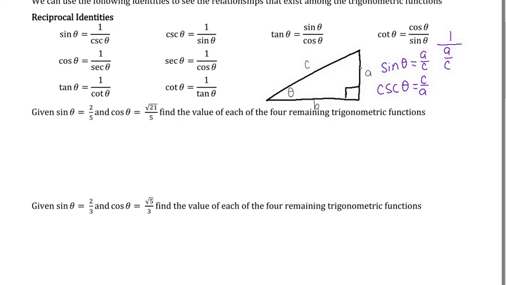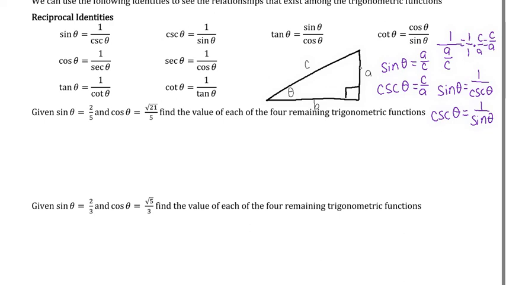All right, that is equal to 1 over 1 times C over A. We cannot forget, if we're dividing by a fraction, that's the same thing as multiplying by the reciprocal. And that is equal to C over A. Well, would you look at that? C over A is our cosecant. So that is how we get our reciprocal identity, where sine theta equals 1 over cosecant theta, and cosecant theta equals 1 over sine theta.